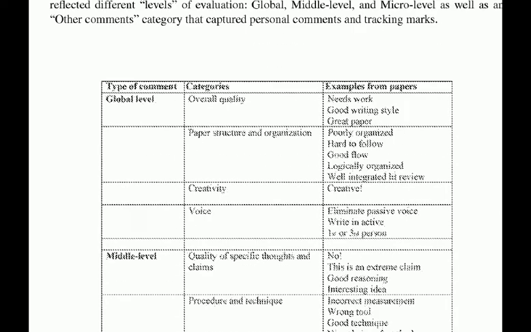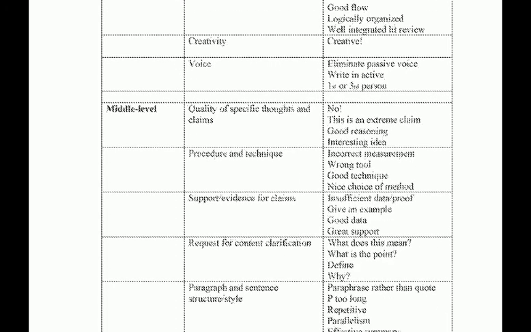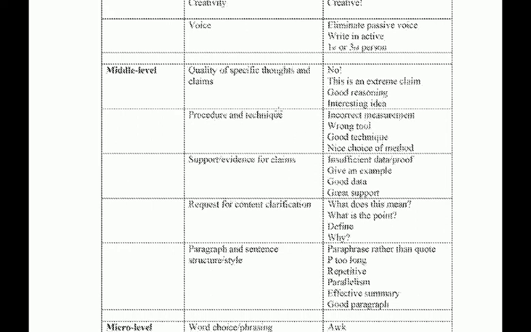Global level refers to the overall quality of the paper, the writing style, the paper structure, the organization, etc., the creativity of the voice. I would add, whether the topic itself is too broad or maybe perhaps too narrow. These would be global issues. Middle level issues refer to the quality of specific thoughts and claims, some of the supporting evidence for the claims, the request for content clarification, paragraph and sentence structure or style. I personally would think sentence structure would go to the next level, the micro level. I think of the paragraph level as the middle level.